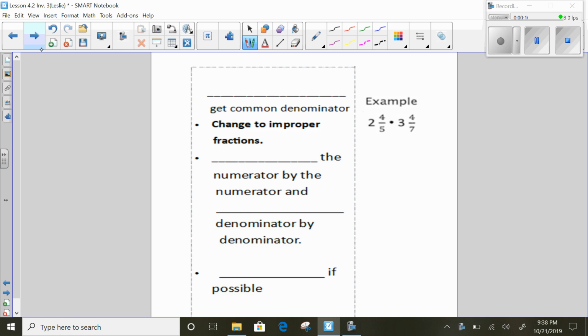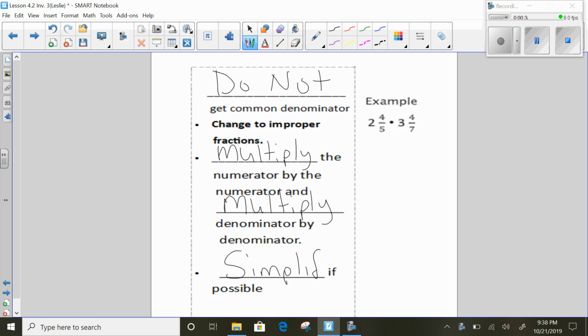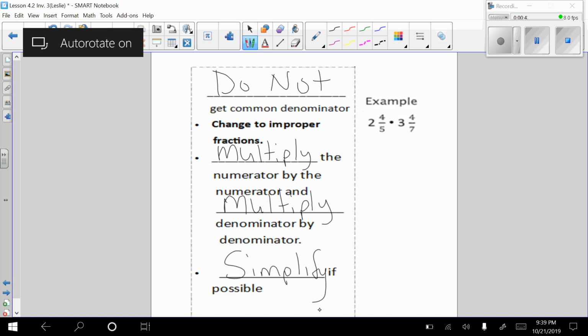First thing, remember, whenever we're multiplying with fractions, we do not find a common denominator. Instead, we multiply the numerator by the numerator and multiply the denominator by the denominator. Then simplify if possible. Make sure we're probably always going to have to simplify in this one.